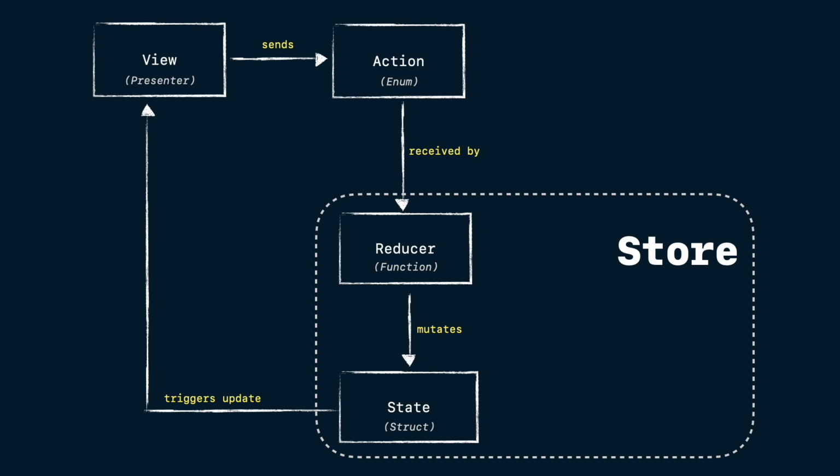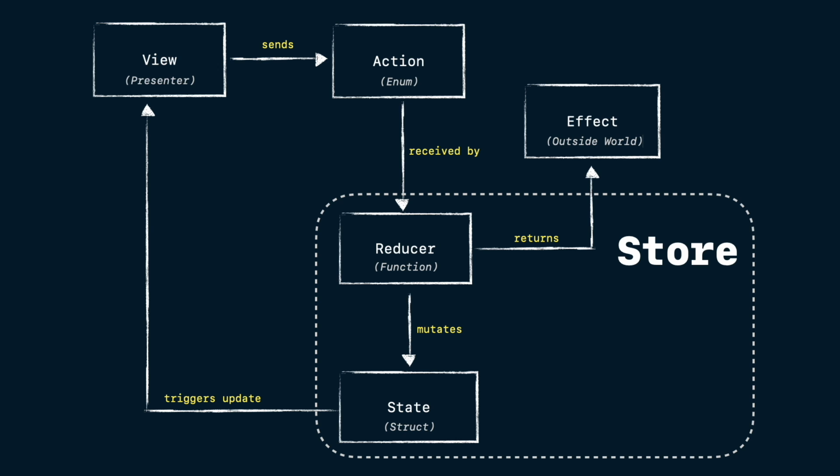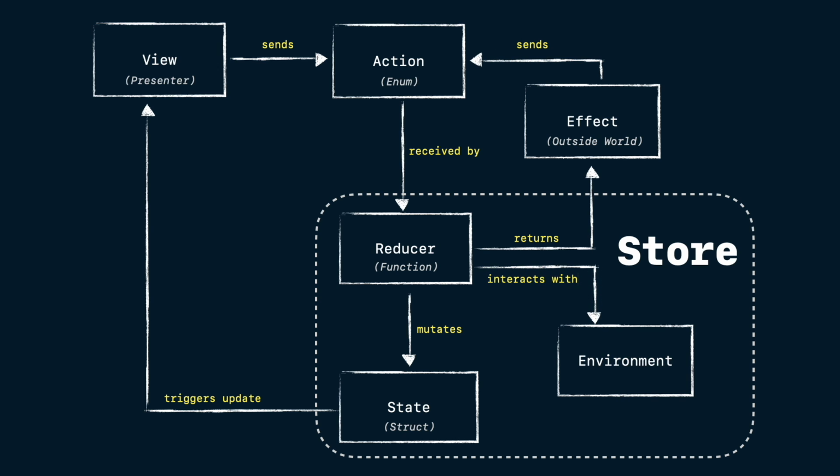But there is more. Once the state mutation is done, the reducer must return an effect object that contains logic from the outside world to be executed. For example, a network API, notification, timers, or any framework that is out of our control. Effects might invoke other actions if needed. And the reducer will interact with an environment object that contains the dependencies required for our app. This object will be really convenient for testing later.